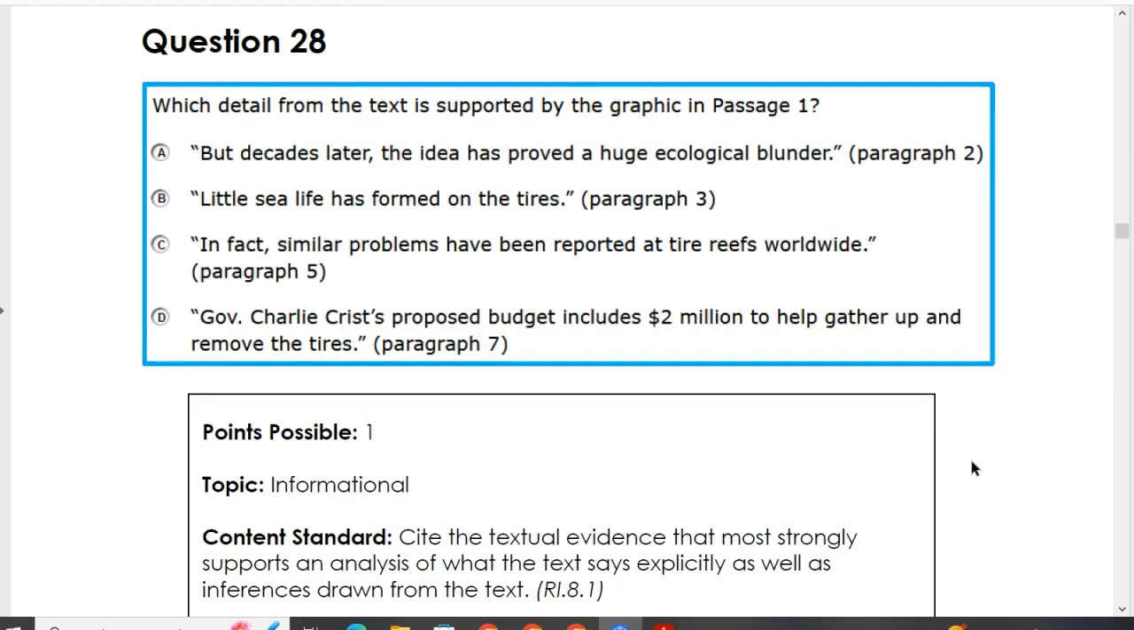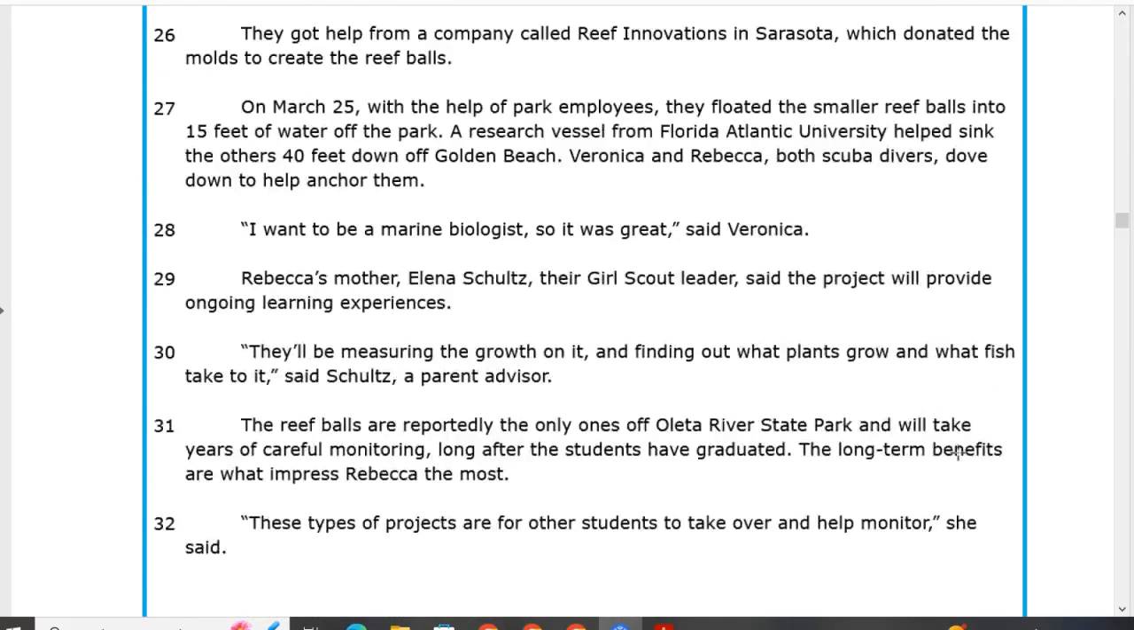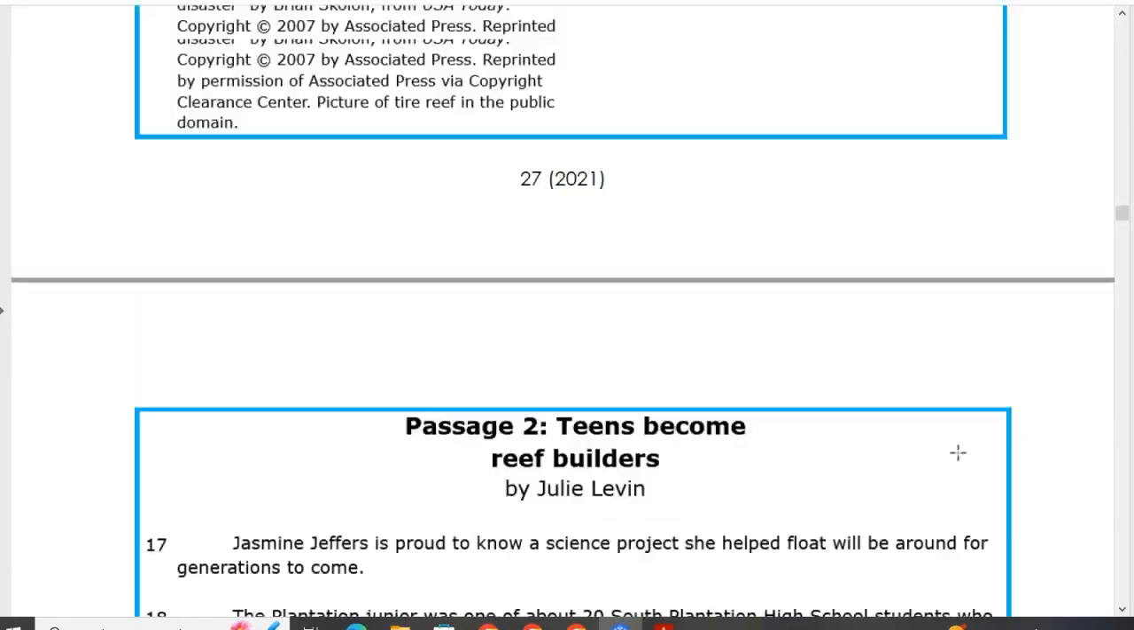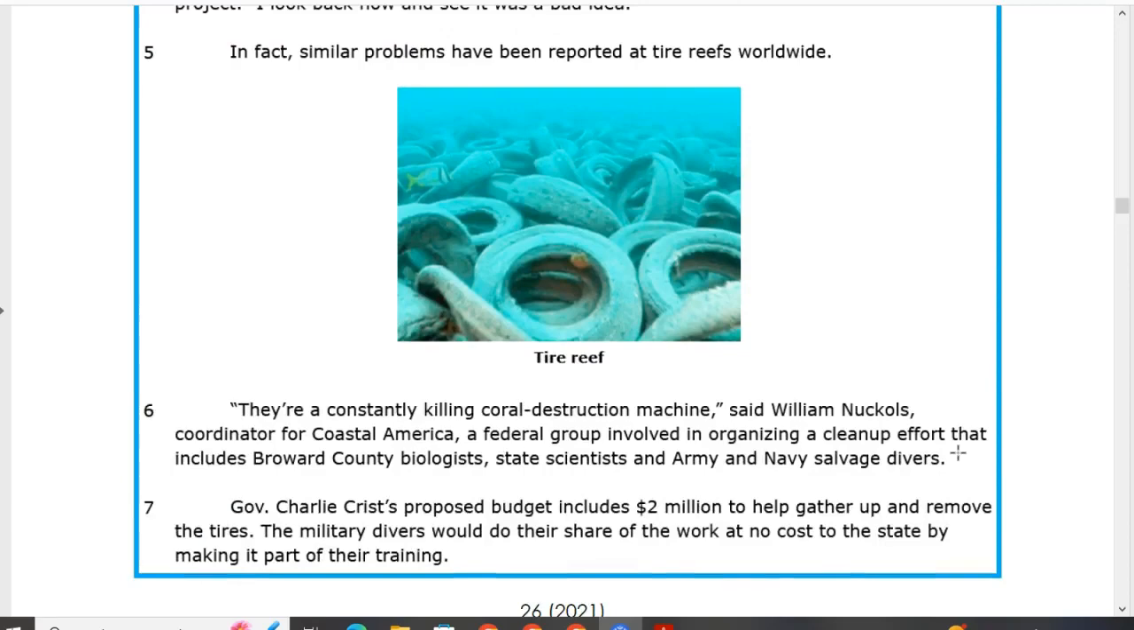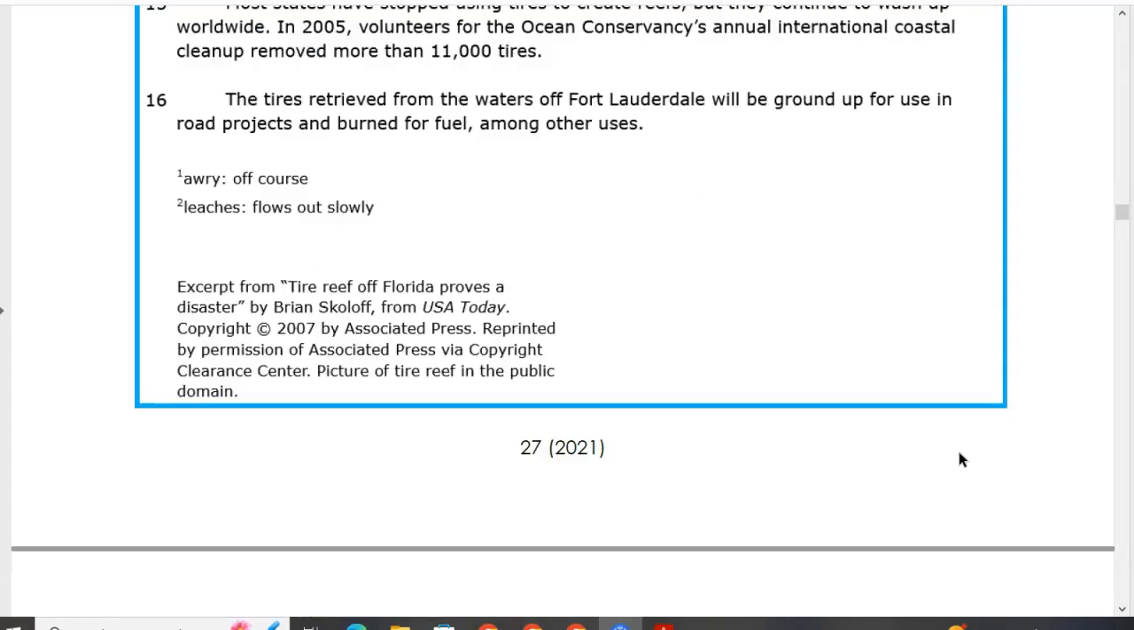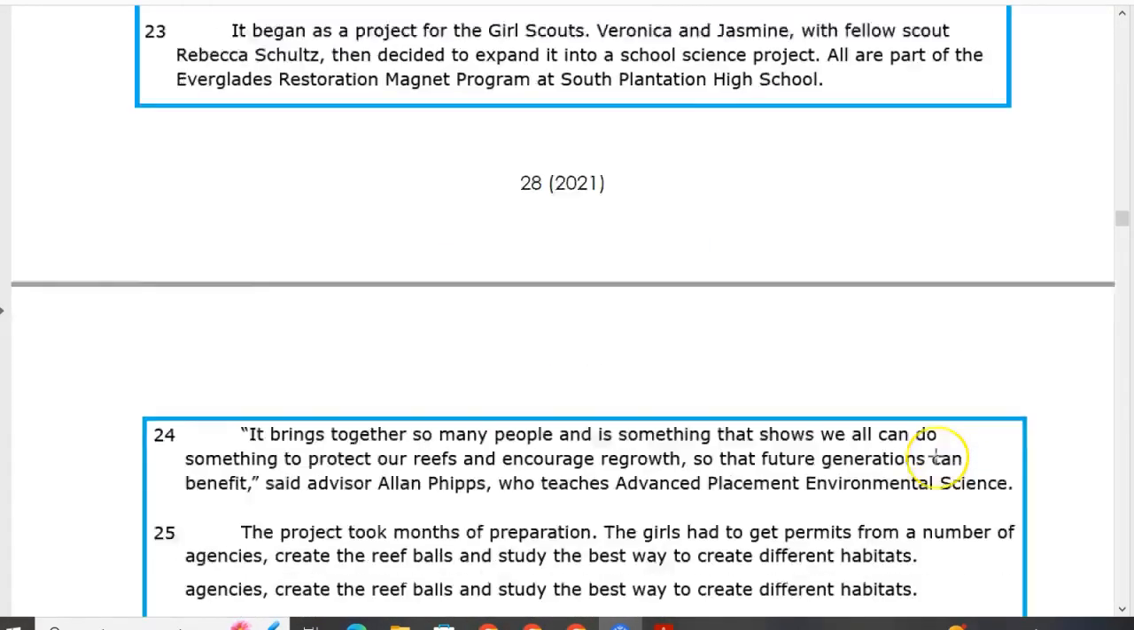Now graphic means that you have to look at whatever was in passage 1, which was a picture. So if we scroll back up, we can look at that picture. In passage 1, the graphic was here. Okay, going back down to that question.